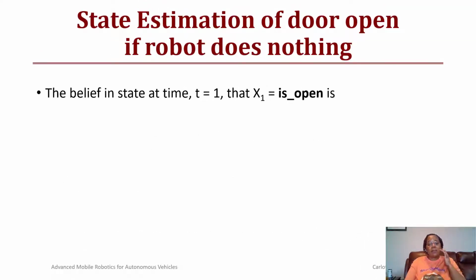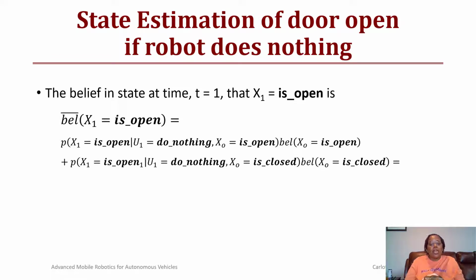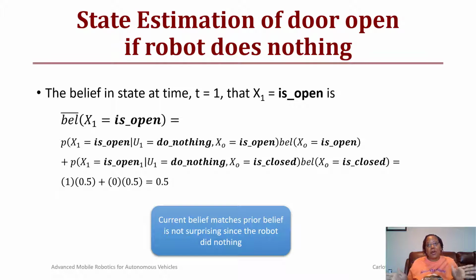So if we then input the values that we have for this, we will see that the belief that x1 is open after the robot does nothing is given by the same formula we had on the previous page. But now if we put in the values for that, we get 1 times 0.5 plus 0 times 0.5 equals 0.5. And this makes sense. So if we had a 50-50 belief of the door being open or closed before the robot does nothing, we still have a 50% probability that the door is open, which is consistent and makes sense because the robot has not done anything to change the world.